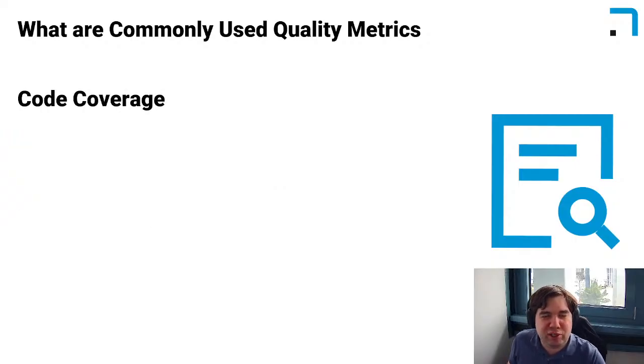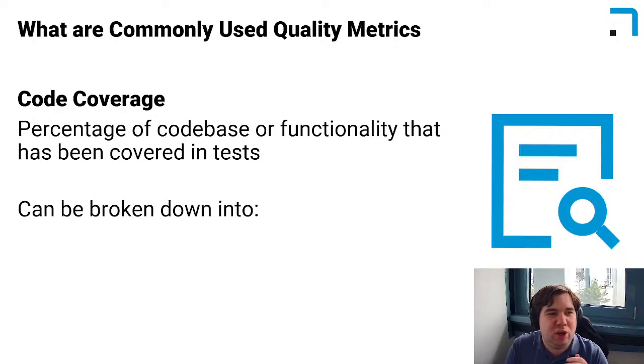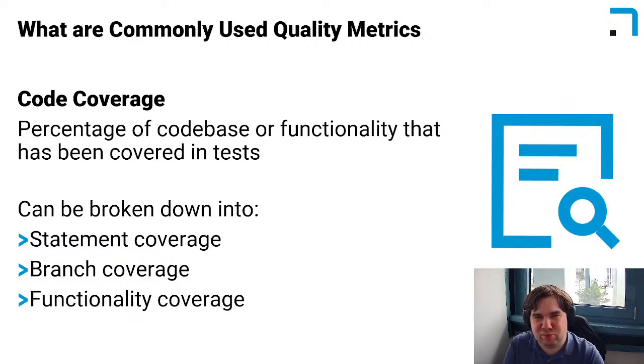So code coverage, as a general definition, is just the percentage of code base or some functionality that has been covered in the tests that we create as testers. We can either break code coverage down into what we call statement coverage or branch coverage, but we can also look at more functionality coverage. This is pretty close to requirements coverage that we'll also cover shortly.